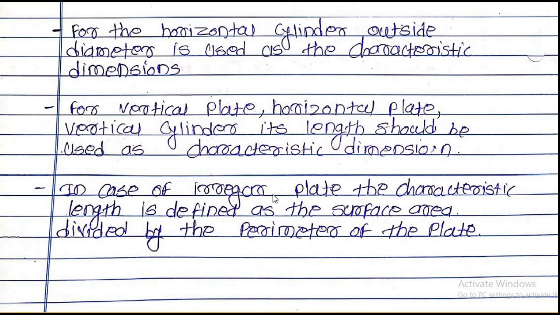In case of an irregular plate, the characteristic length is defined as the surface area divided by the perimeter of the plate. In case of an irregular surface of the plate, we have to consider the characteristic length of the plate equal to surface area divided by the perimeter of the plate.